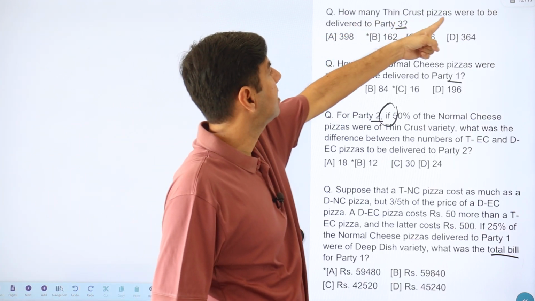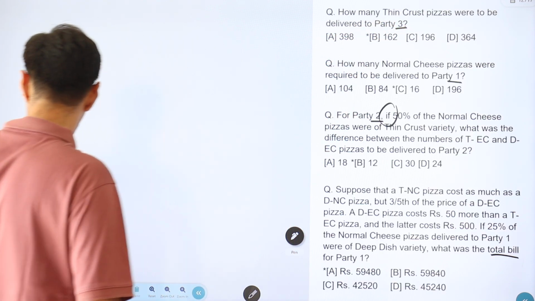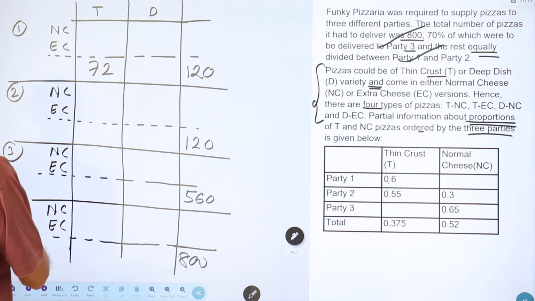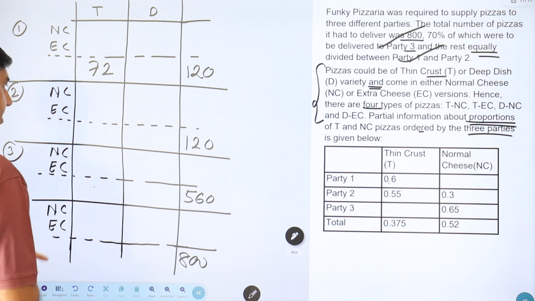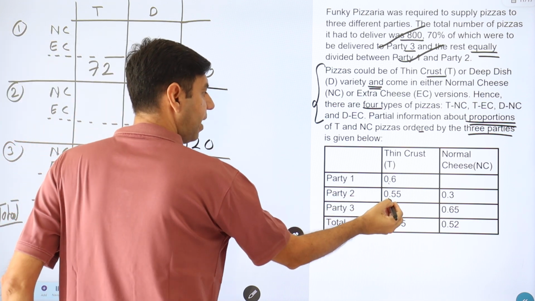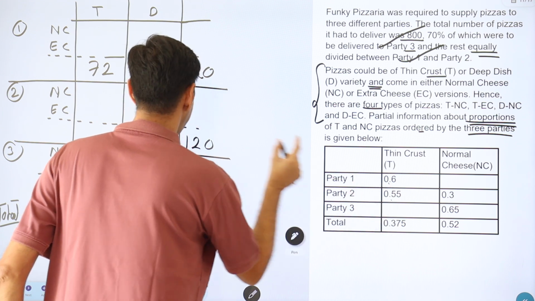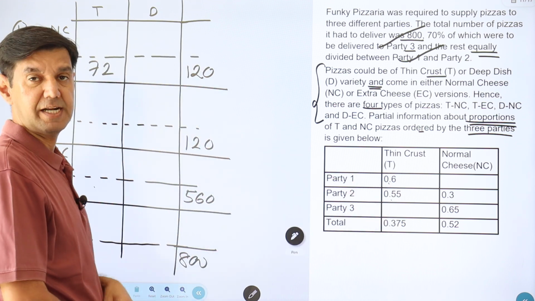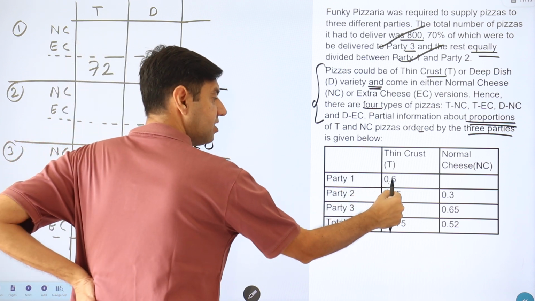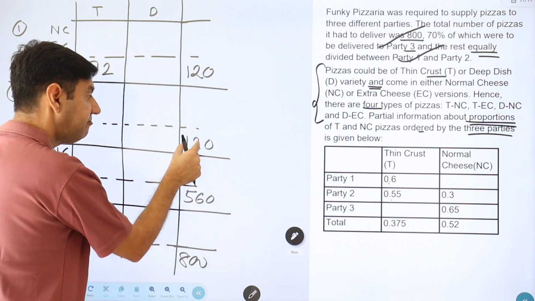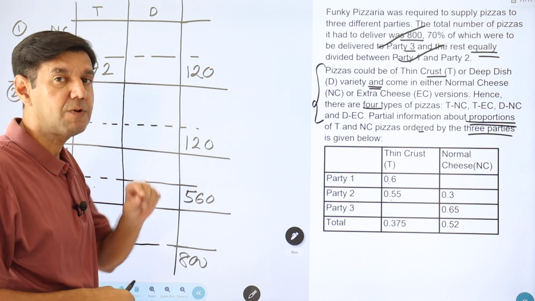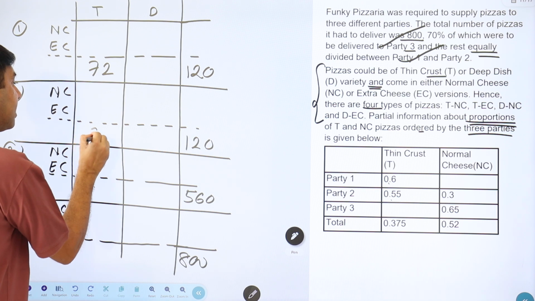How many thin crust pizzas were delivered to party 3? So party 3, thin crust. So I need this number here. Okay, so let's see thin crust. Do I know it for party 2 also? 0.55 of 120. Now you could directly do this. 0.5 takes care as 5.5. 5 into 12 is 60, and 0.5 into 12 is a 6. So this will be 66.